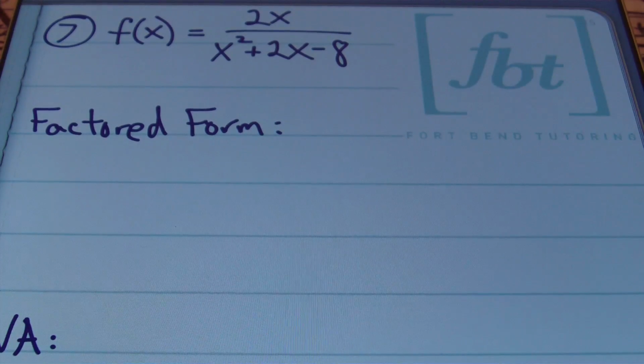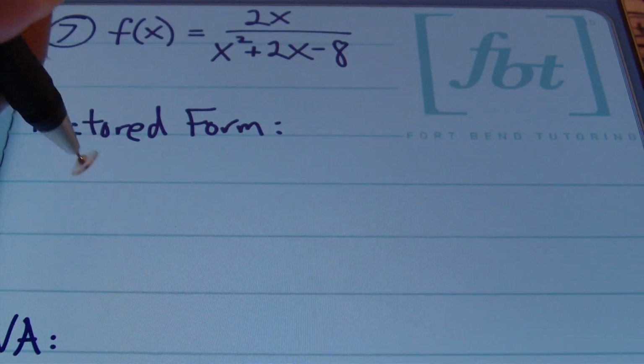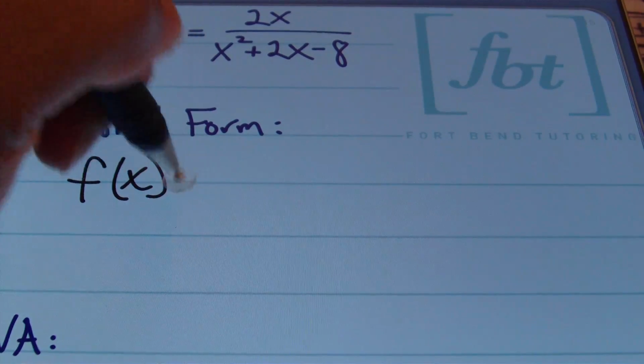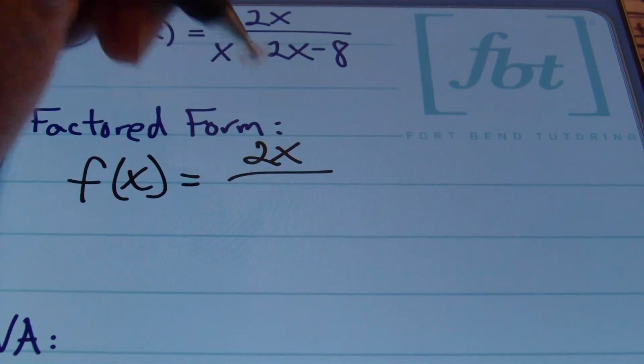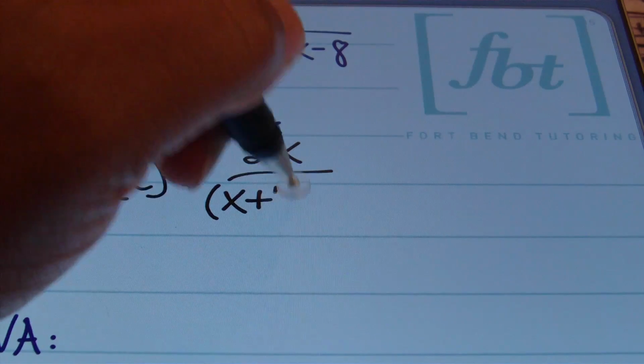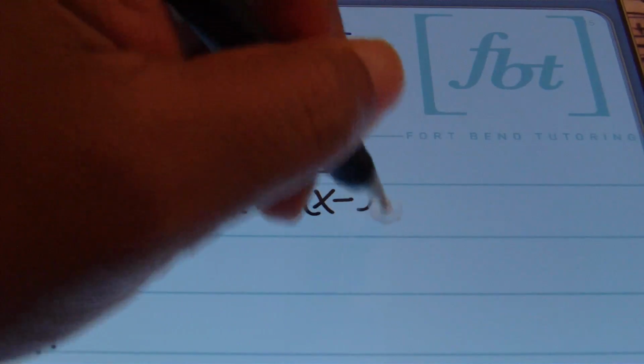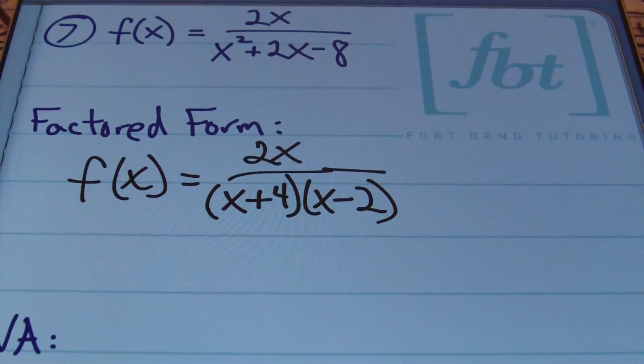So in problem number 7, we have f of x equals 2x divided by x squared plus 2x minus 8. The first thing you want to do is factor your function completely. So we'll have this rewritten as f of x equals 2x divided by x plus 4 times x minus 2. Notice that none of our factors will cancel out. In other words, this is an irreducible rational function. You can't simplify it any further.